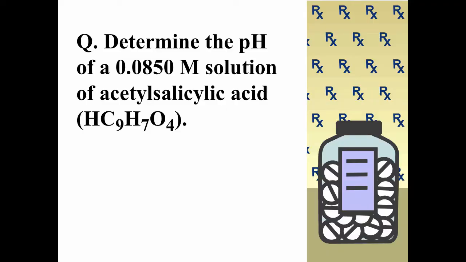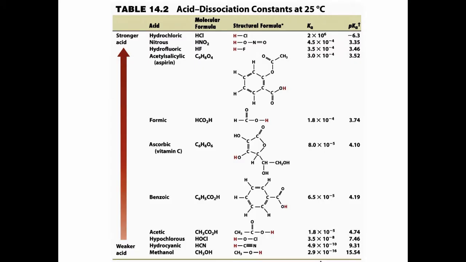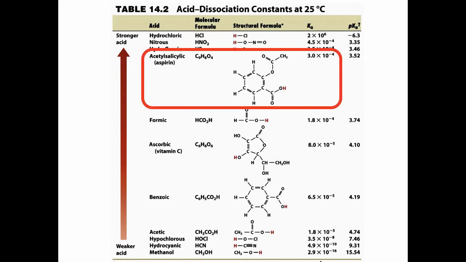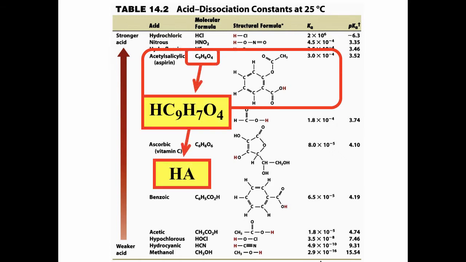And we'll start by determining the pH of a solution of acetylsalicylic acid, which is also known as aspirin, or the main ingredient in aspirin. To do this, we need to look up the K sub A value, the acid dissociation constant for acetylsalicylic acid. It's 3.0 times 10 to the minus fourth.